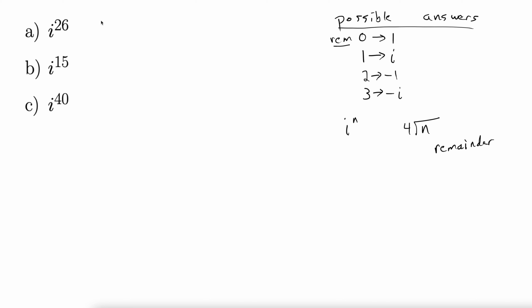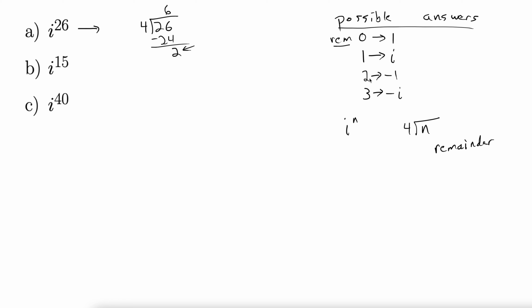Okay, so let's go ahead and do I to the 26th. Here we go. We're going to take our 26 and we are dividing by 4. All right, well, let's see. 4 goes into 26 6 times without going over. 6 times 4 is 24. We subtract off, we get 2. Here's our remainder of 2.